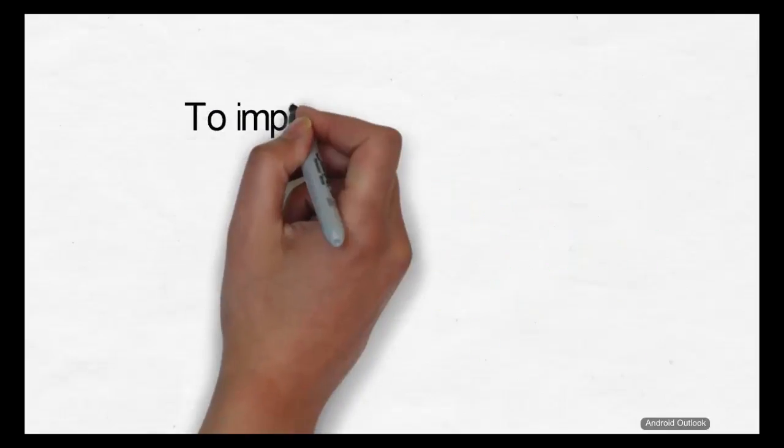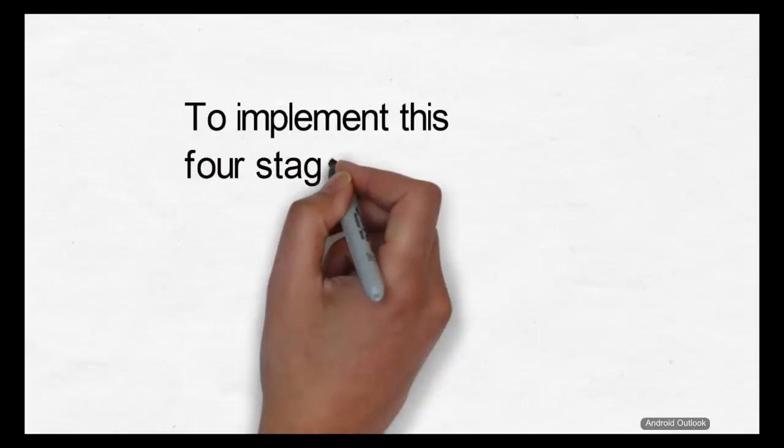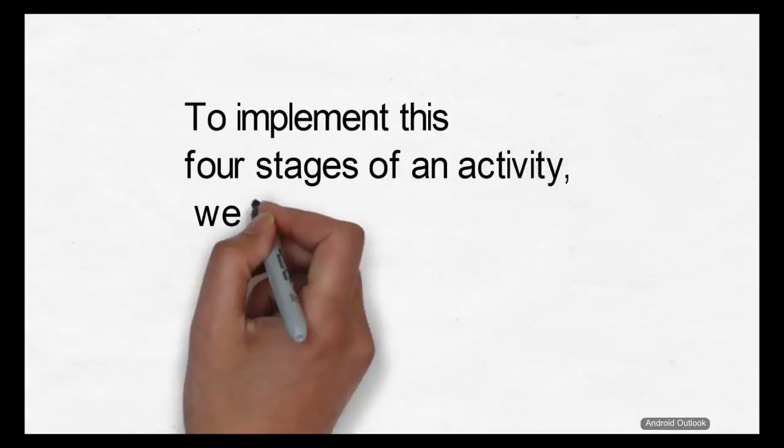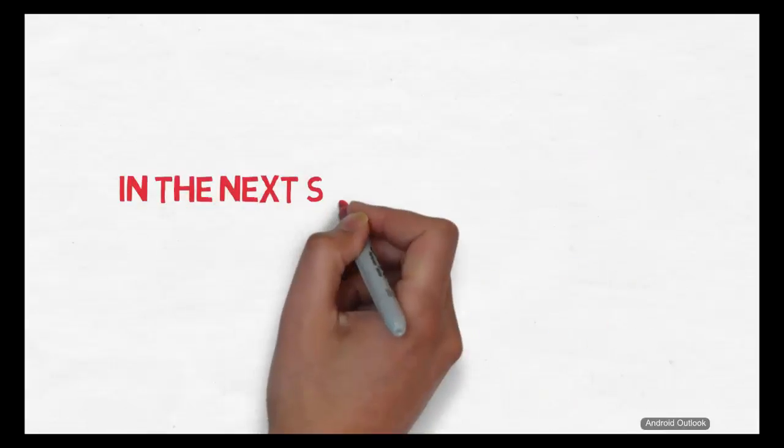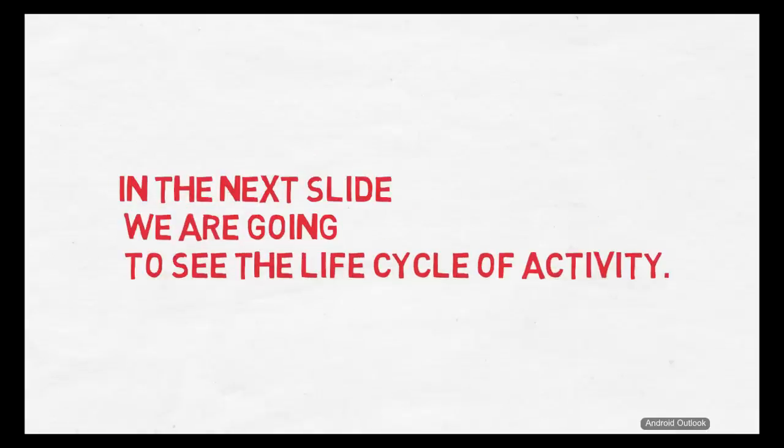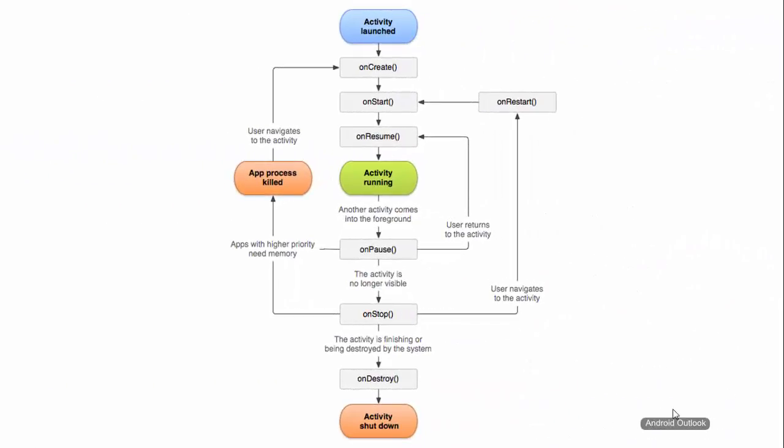In order to implement these 4 stages of an activity, we have 7 standard overridden methods. They are onCreate, onStart, onRestart, onResume, onPause, onStop, and onDestroy. And in the next slide we are going to see the life cycle of activity. So this is the basic diagram that shows the life cycle of activity in Android.